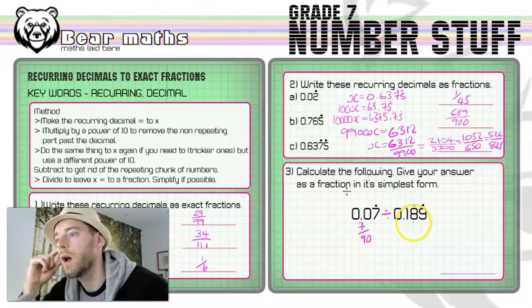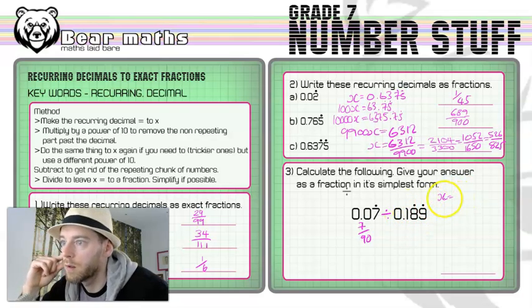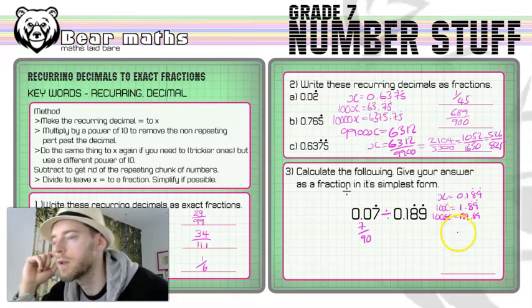Then we're going to do this one, so I'll do it over here. x equals 0.189 recurring. Then we're going to go 10x equals 1.89 recurring. Then we're going to go 100 again, and then sorry, we're going to go 1,000. 1, 2, 3, yeah. So that's going to be 189.89 recurring.